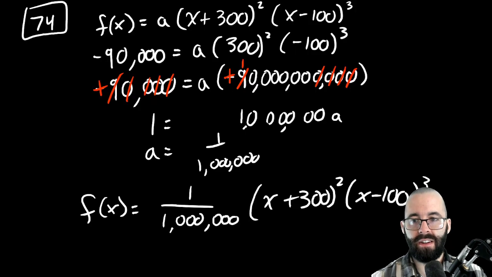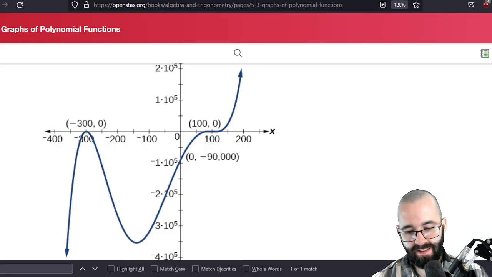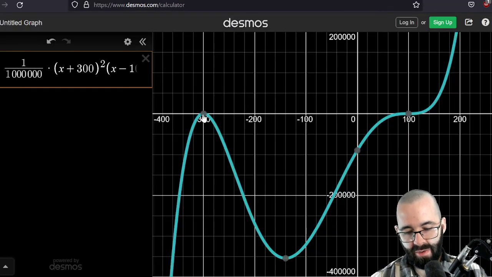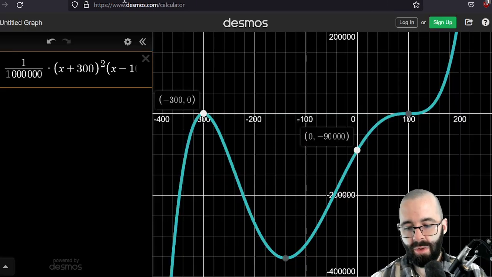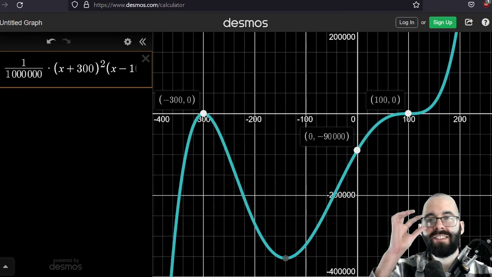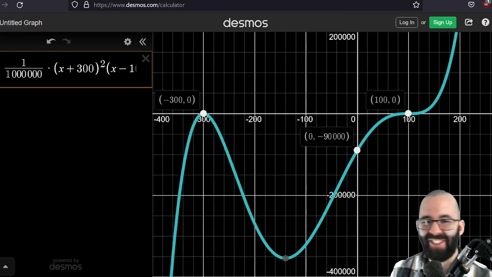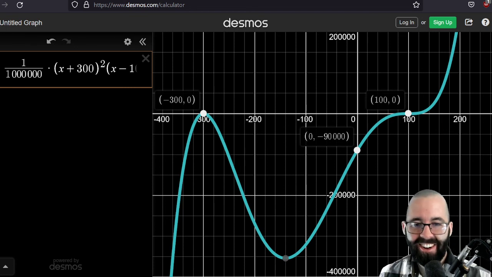Does this look right? Well, this 0 looks right. The y-intercept. Oh, wow. I'm actually surprised I didn't mess up. And this looks right too. These look like the same graphs. Great. I'm a little happy. Yeah, I should use the calculator.